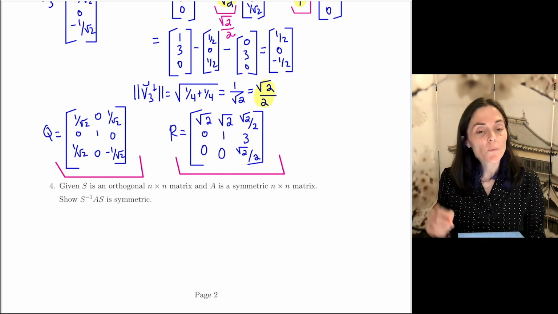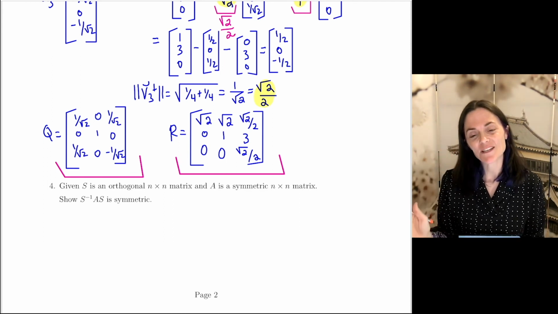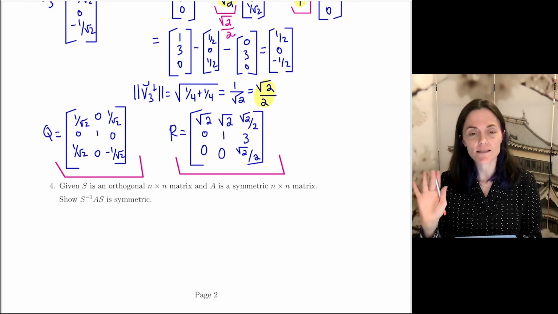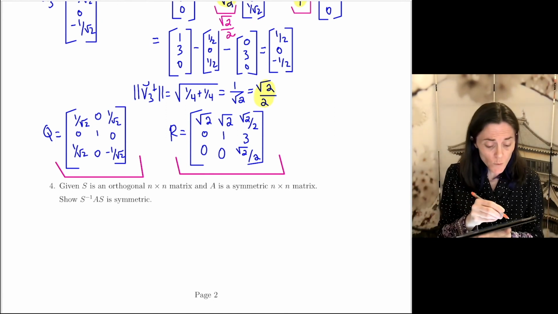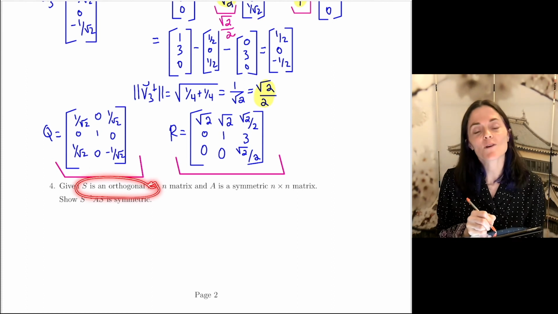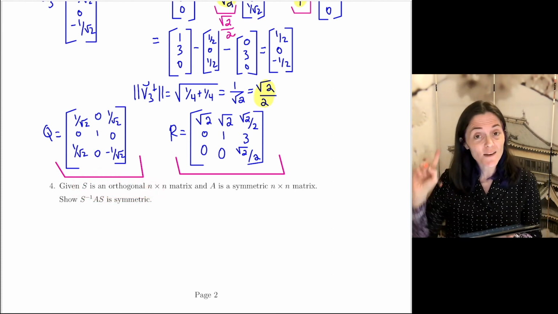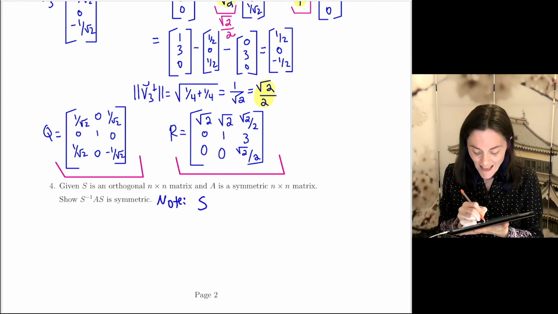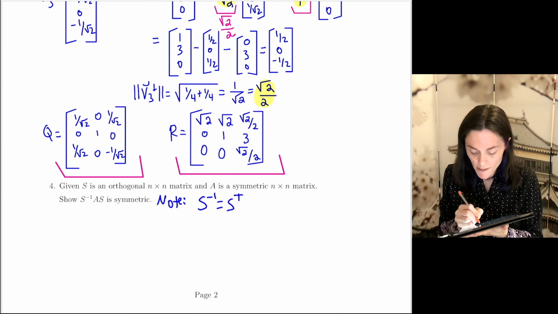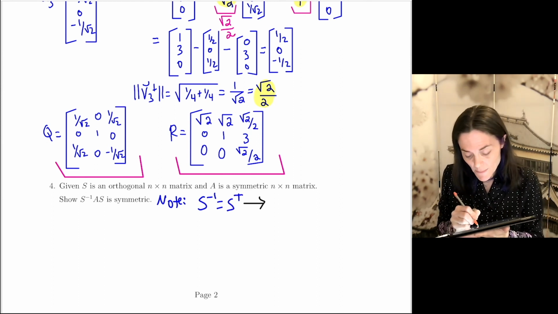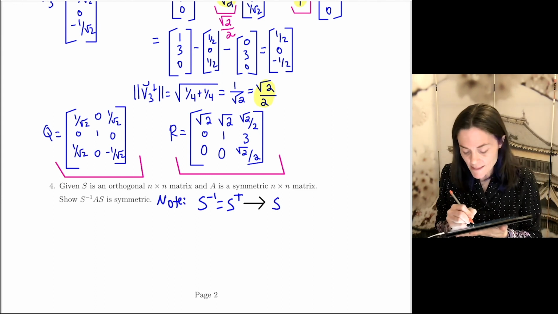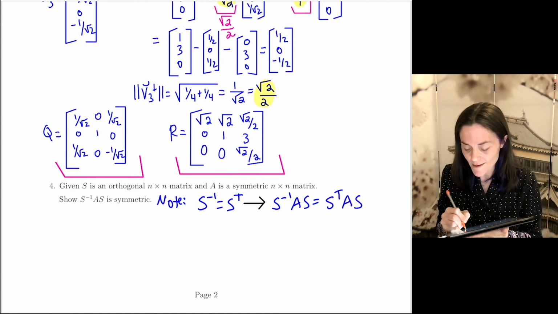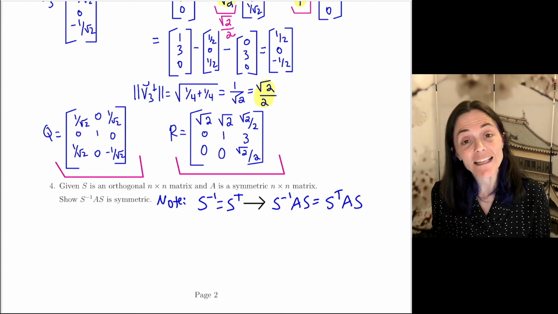Number 4. We are given S is an orthogonal n by n matrix. A is a symmetric n by n matrix. We want to show S inverse AS is symmetric. Well, the first thing to observe is here, because we have an orthogonal matrix, this means S inverse is S transpose. So let's write this as a note. S inverse equals S transpose. And so what this means for us is that this matrix, S inverse AS, equals S transpose AS. That is really going to help us out.